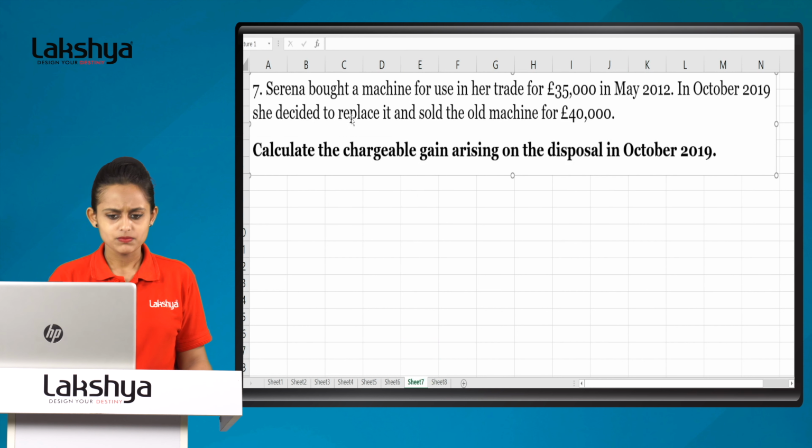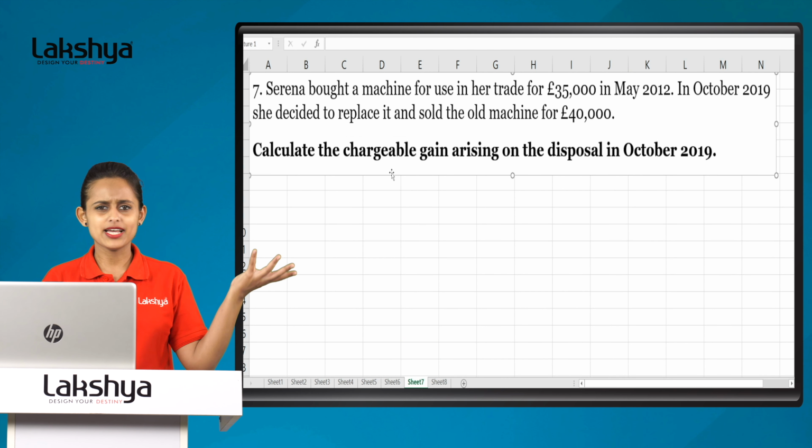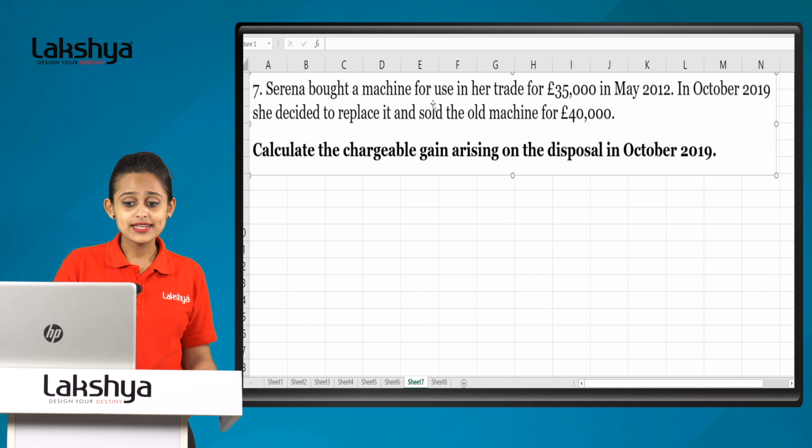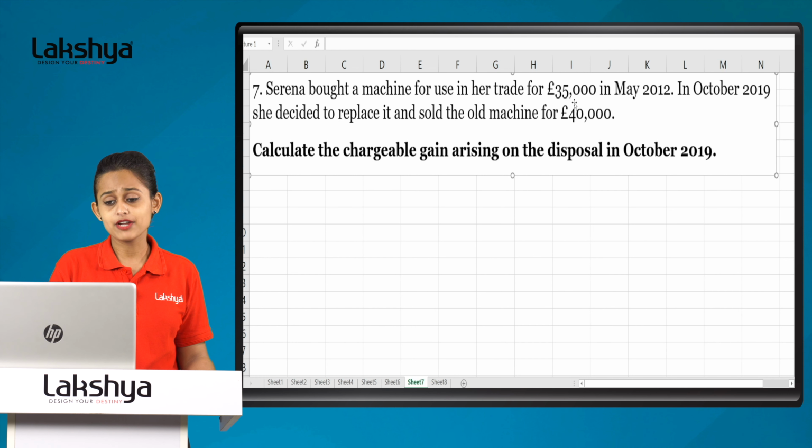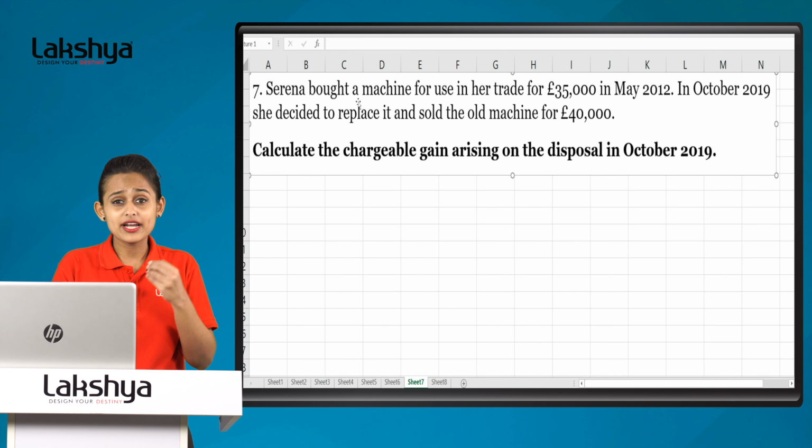Okay, so here, imagine there's a normal exam question. Serena bought a machine for use in her trade for 35,000. In October 2019, she decided to replace it and sold the old machine for 40,000. Calculate chargeable gain. So first of all, identify what kind of asset this is.